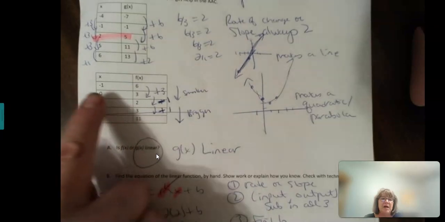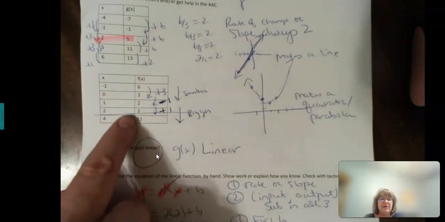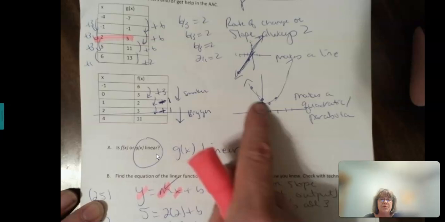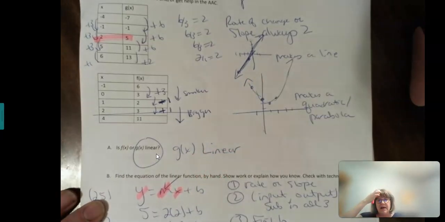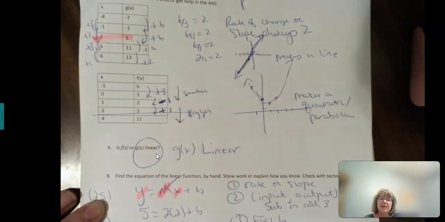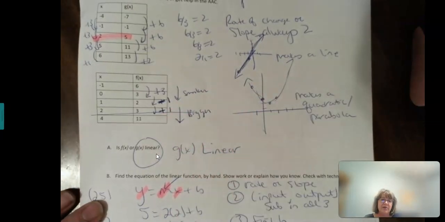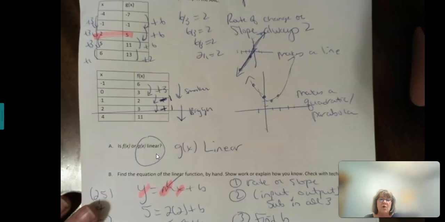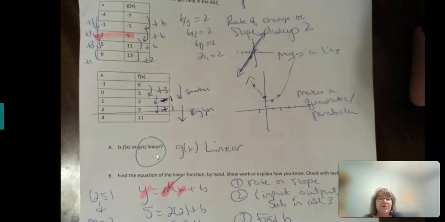All right, this one, do you see how it kind of goes down and then goes back up? So it's kind of like it goes down and then back up. I also plotted some of the points, right? And I'm like, oh, that looks like a parabola, right? So this is not linear. This would be quadratic.